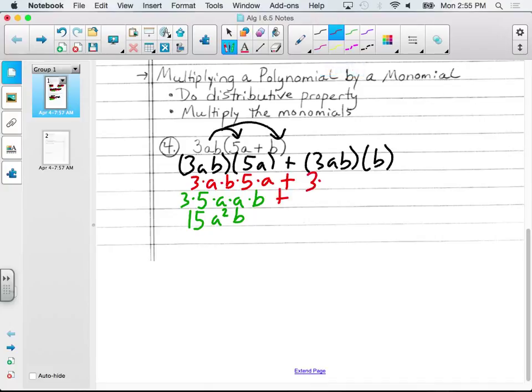So, same thing over here, we're multiplying monomials together. 3a squared, so we have 3ab squared. Bring that down. 15a squared b plus 3ab squared. All right.